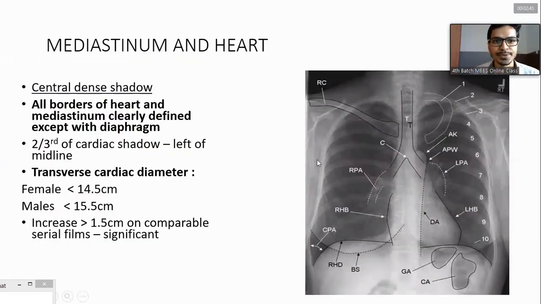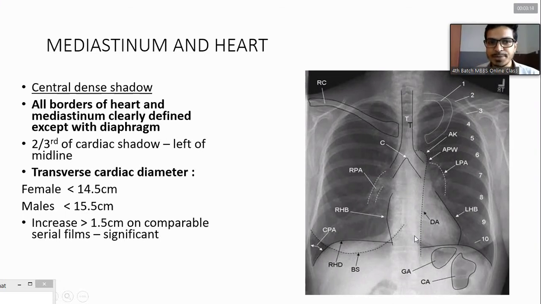Now, mediastinum and heart. We can see in this PA view the central dense shadow. This central dense shadow is formed by the mediastinum, and the inferior mediastinum; this shadow is formed by the heart. All the borders of the heart and the mediastinum are clearly defined, except the inferior border of the heart, which merges with the diaphragm. We can see all this on this X-ray.